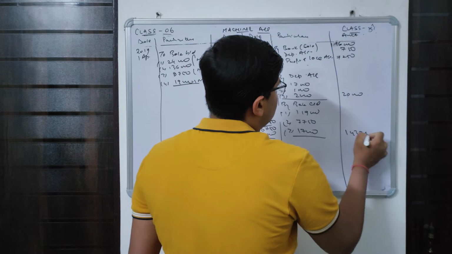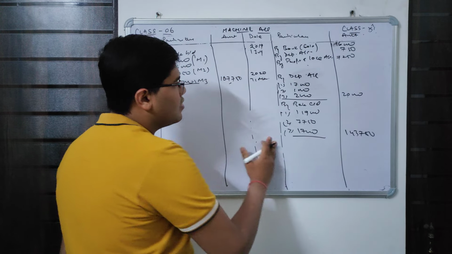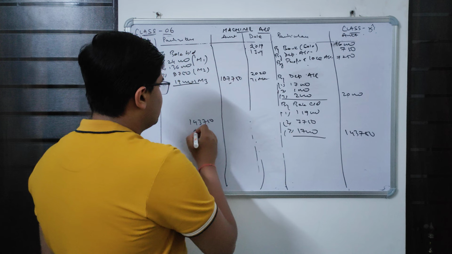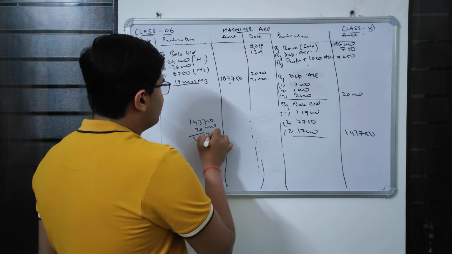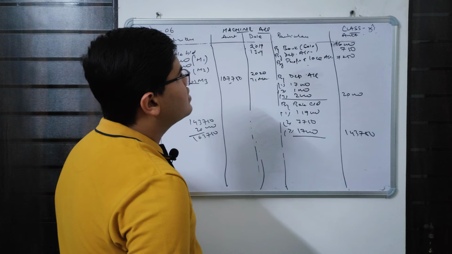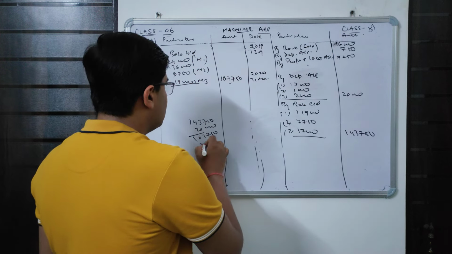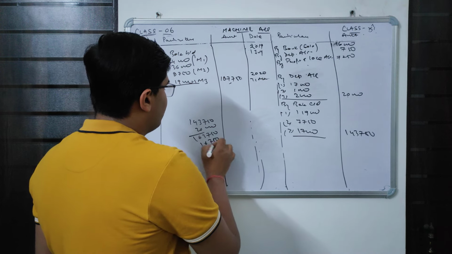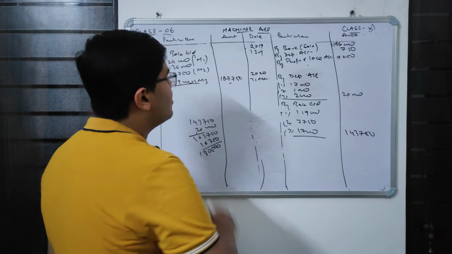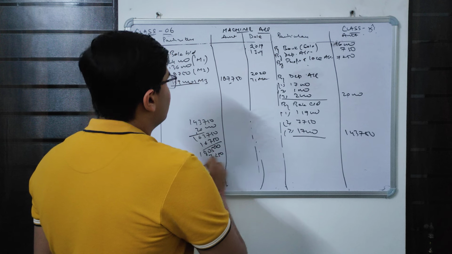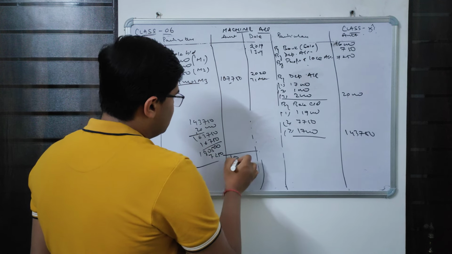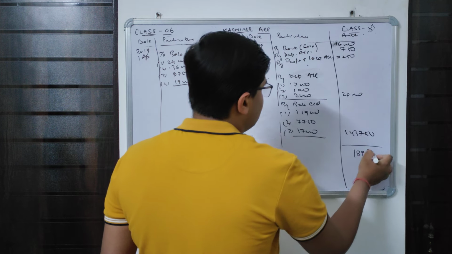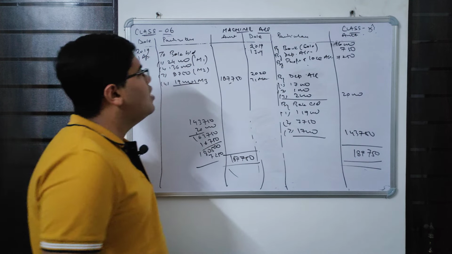1,43,750. So let me see whether the total we have calculated is correct or not. 1,43,750, 20,000, 1,63,750 and 16,750, 1,80,500 and 7,250. 1,87,750 here also and 1,87,750 here also. So this was all for today's question.